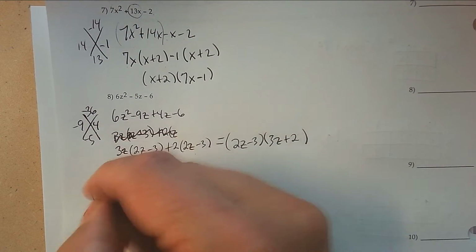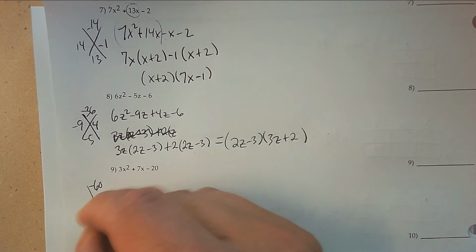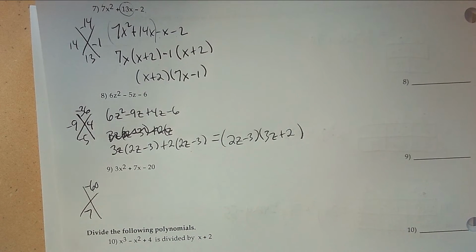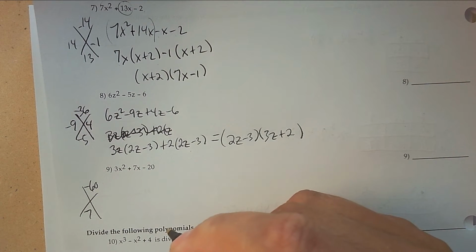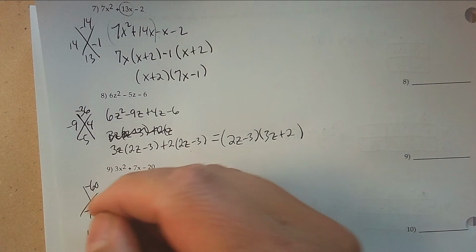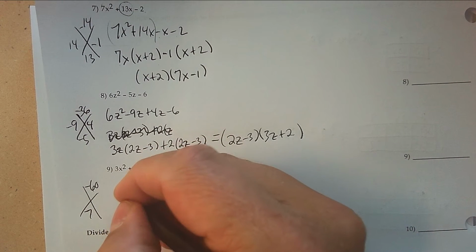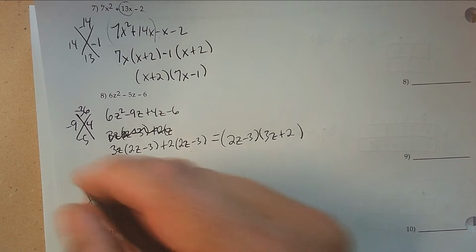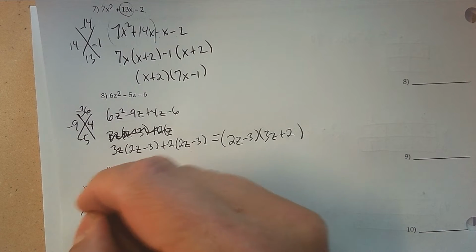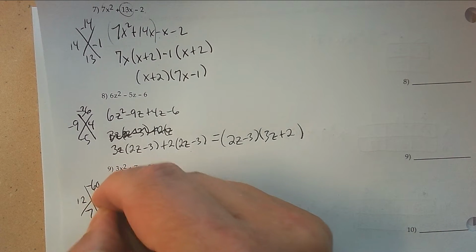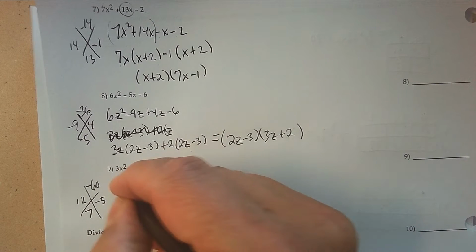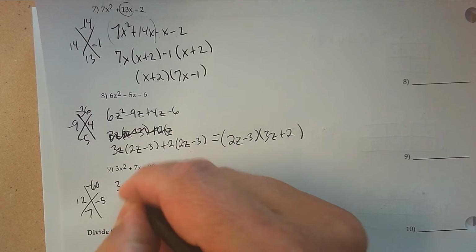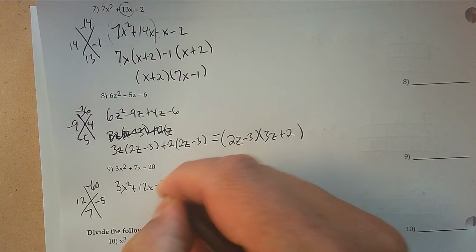3 times negative 20 is negative 60. 7 underneath. Two numbers that multiply to negative 60 and add to 7. Let's see. Go through the different lists in my head. So right now I'm thinking of 12 and 5. So 12 and negative 5. So take out the 7 and make it 12 and negative 5, which is 7.